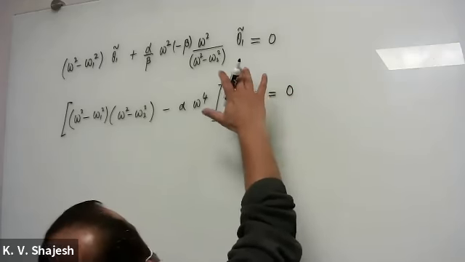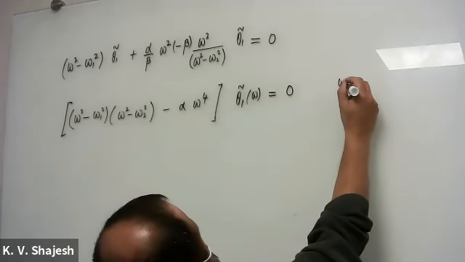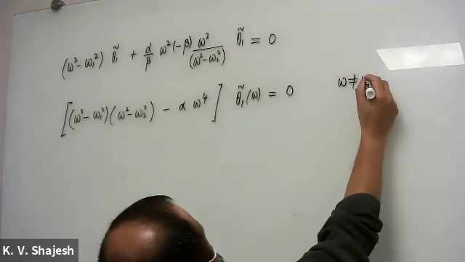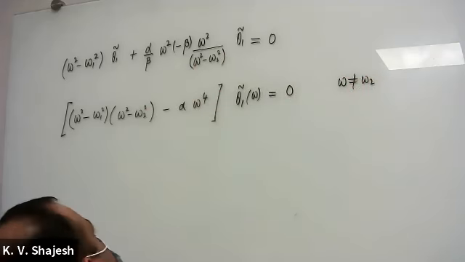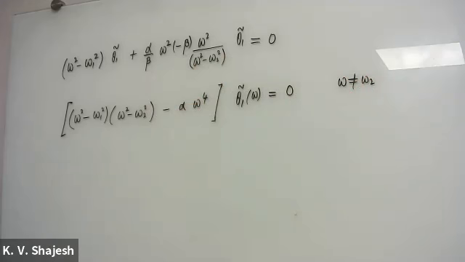And here the understanding is that omega should not be equal to omega 2, right? If it is, then that denominator, we cannot multiply by that. Or it blows up if you want.